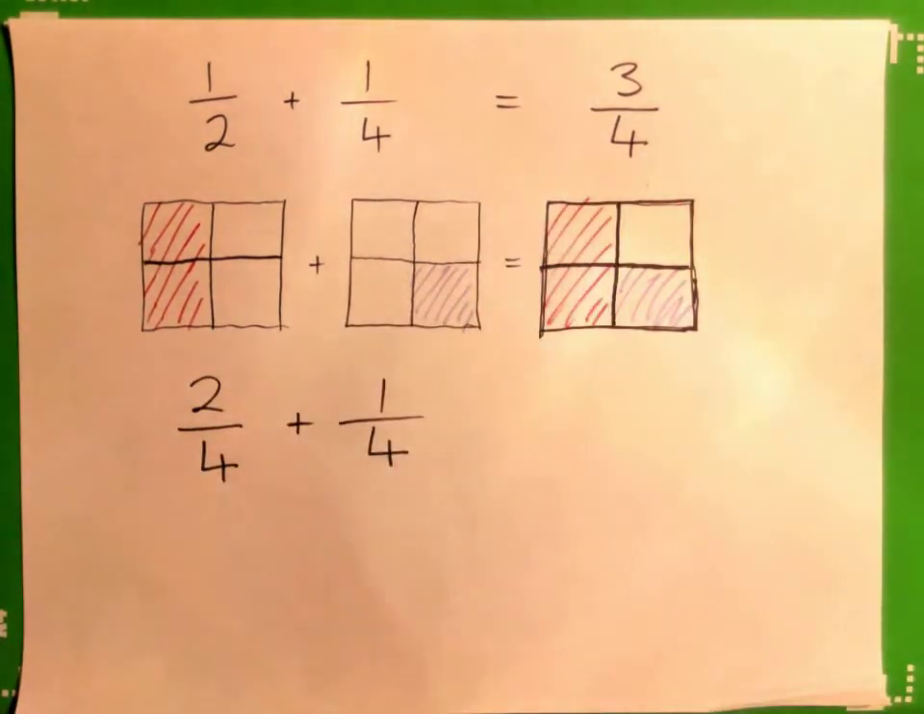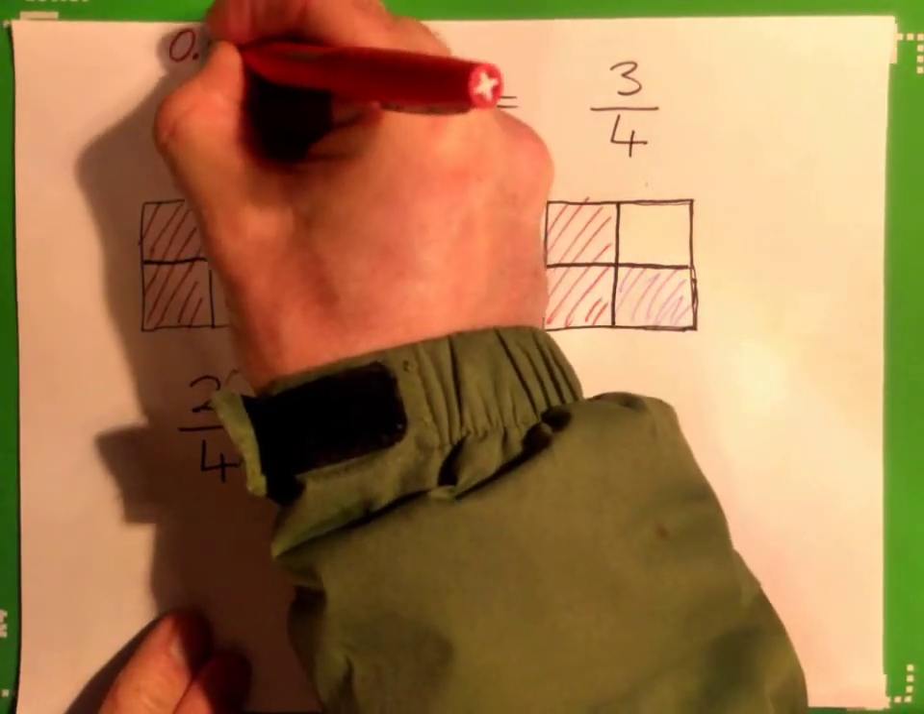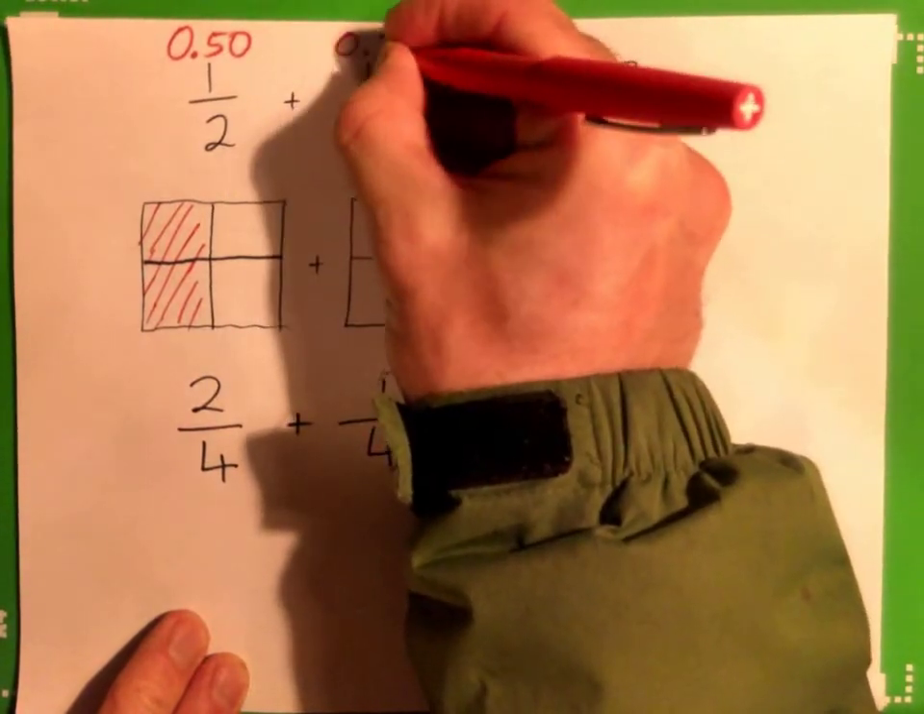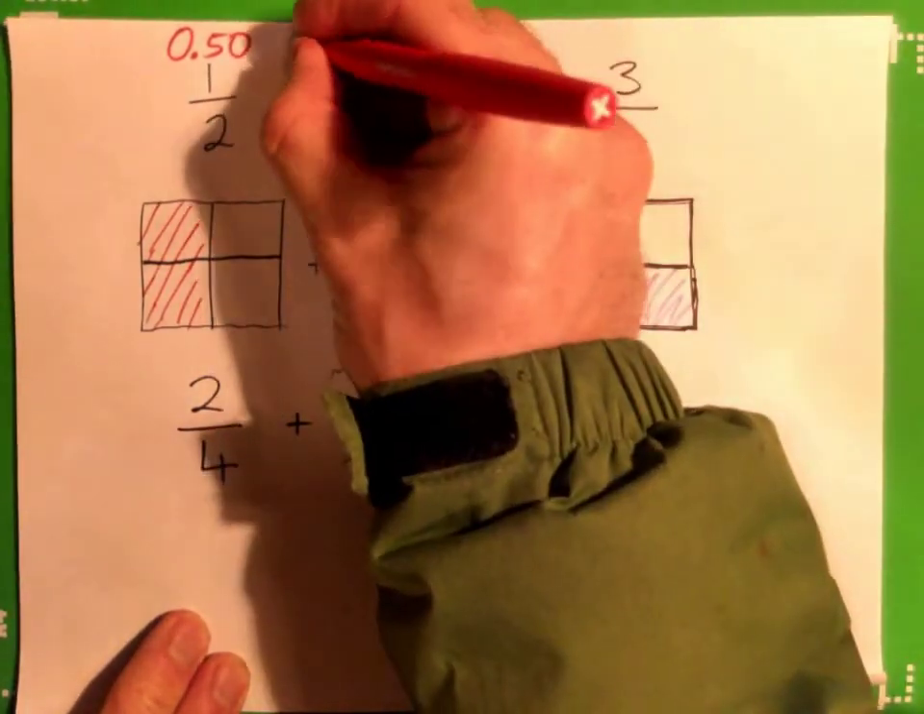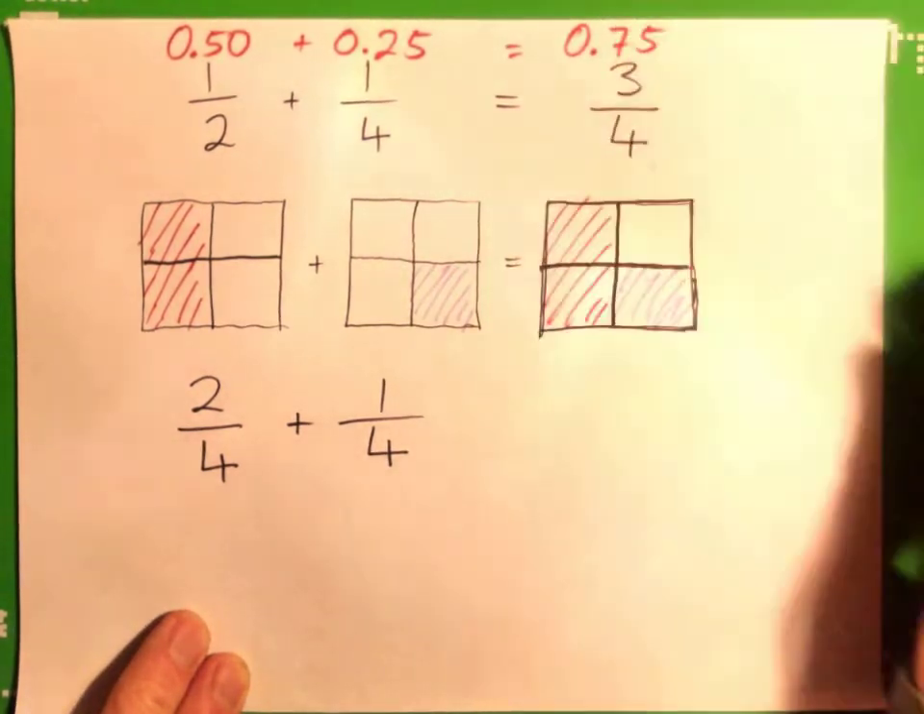So it would be kind of like, you know, this is 50 cents, this is 25 cents, and 3/4 is what? 75 cents. Does that make sense? That's what's going on here, right?